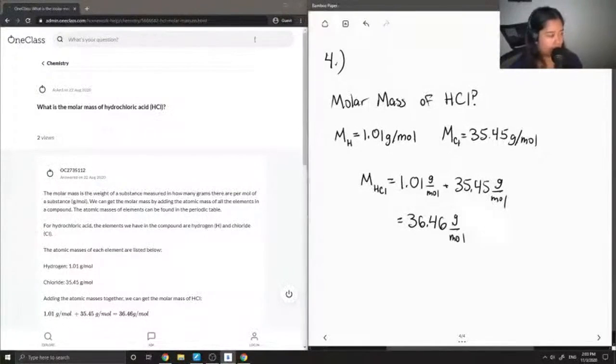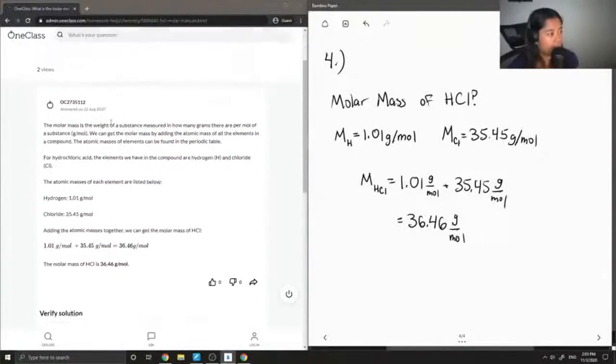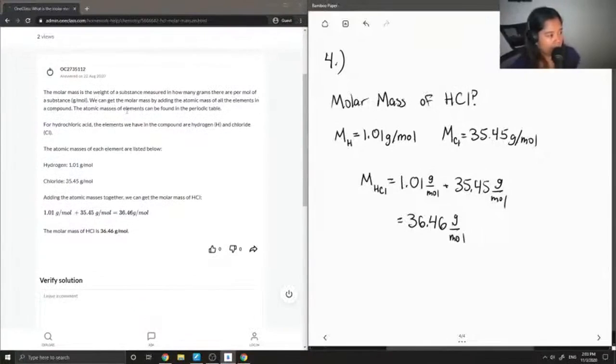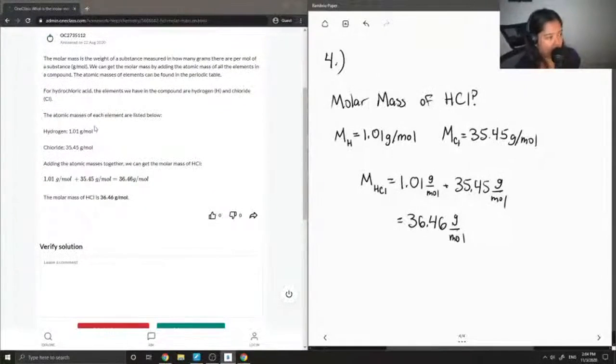So let's see what our junior tutor said. Molar mass is the weight of a substance measured in how many grams there are per mole of a substance. We can get the molar mass by adding the atomic mass of all the elements in a compound. The atomic masses of elements can be found on the periodic table. Hydrochloric acid, the elements we have in the compound are hydrogen and chlorine. And then they wrote it down below.